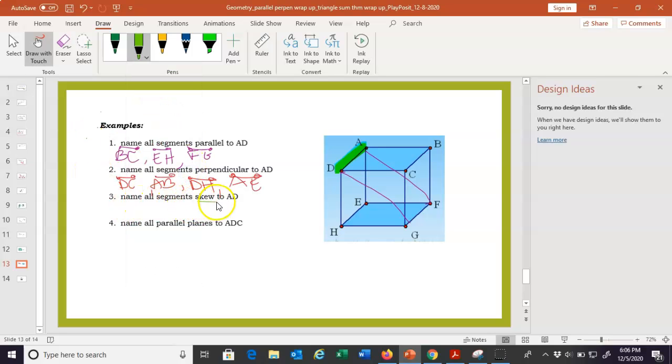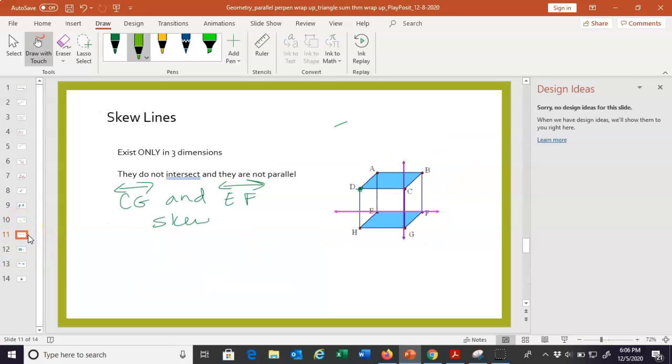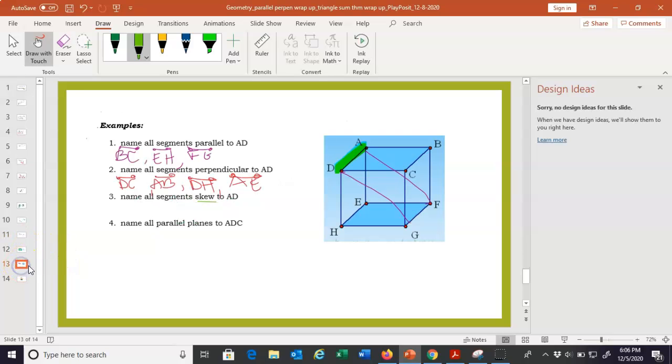Name all the segments skew to AD. So let's review what skew means. Skew: they do not intersect and they are not parallel. So AD, they cannot intersect, which means it can't be anything connected to it. And they're not parallel. Now my eyeballs are playing tricks on me where the cube is changing its orientation on its own. That is so strange. All right, so it can't be anything connected to AD and it cannot be parallel.